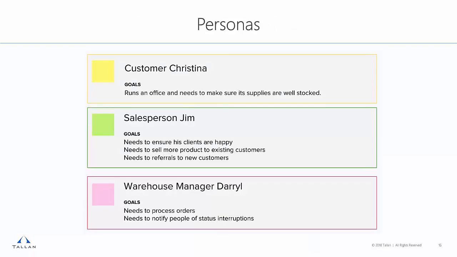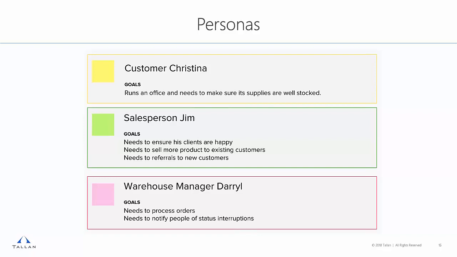All right, so back to that first step on the personas. What we try to do with the personas is two simple things. There's a number of different areas you can go with personas, but for us, we like to keep it really simple. Who's the persona and what are their goals? In this case, we have customer Christina. They run an office and they need to make sure their supplies are well stocked. We have our salesperson who's Jim, our Jim Halpert, and then we have our warehouse manager Daryl.